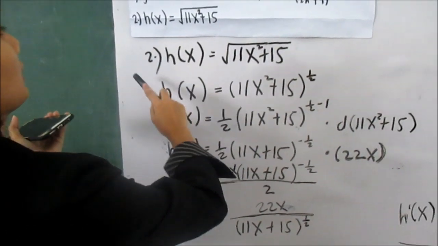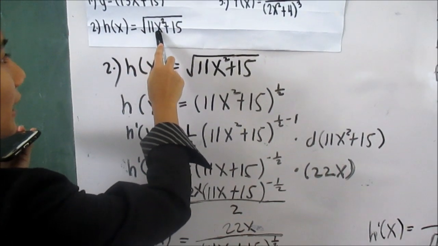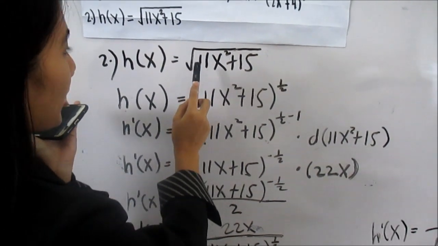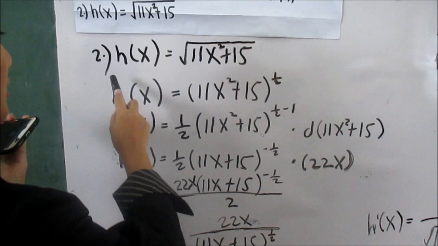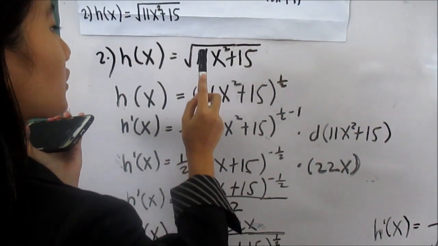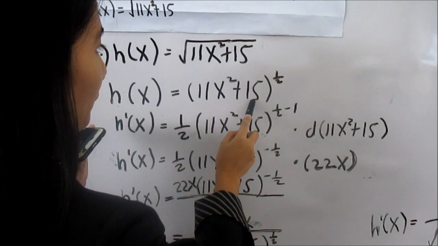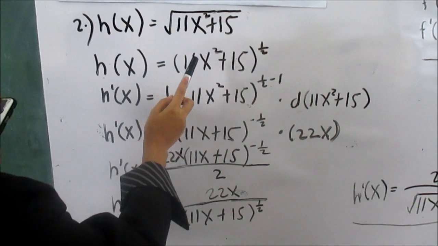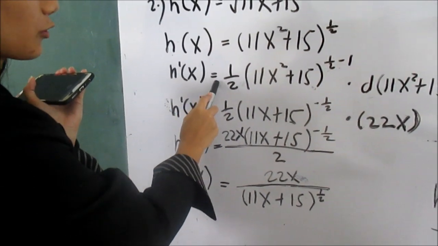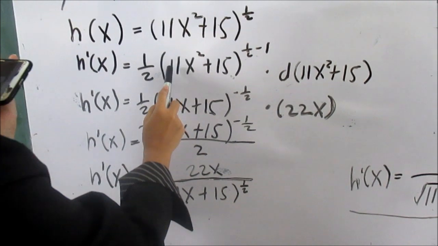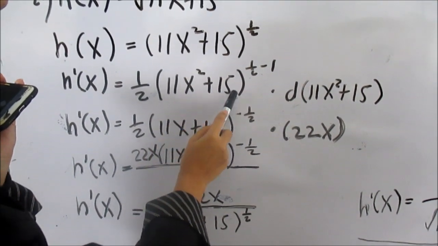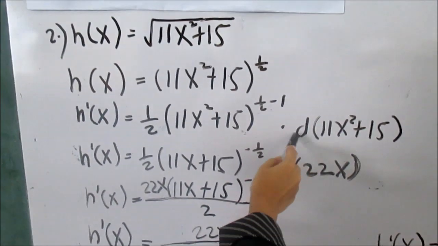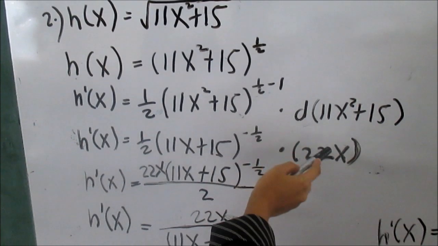Example number 2. h of x is the square root of 11x squared plus 15. Because it is a radical, let's change this into exponential form. So h of x equals (11x squared plus 15) to the power of 1/2. So now we can apply the chain rule. So h prime of x equals 1/2 times (11x squared plus 15) to the power of 1/2 minus 1, times the derivative of g, which is 11x squared plus 15.